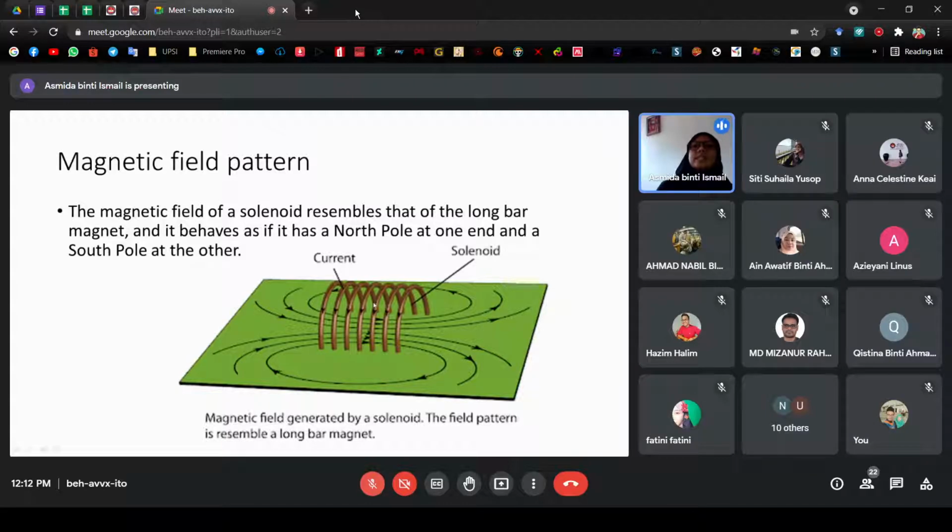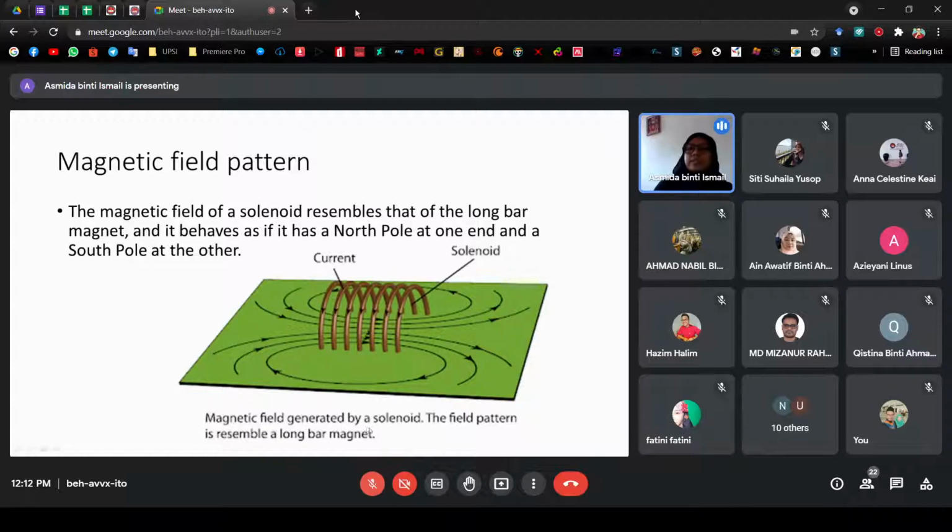Okay, this is the solenoid. We have several number of coils. The magnetic field of the solenoid resembles that of a long bar magnet, and it has a north pole at one end and south pole at the other. Okay, so here is a current.